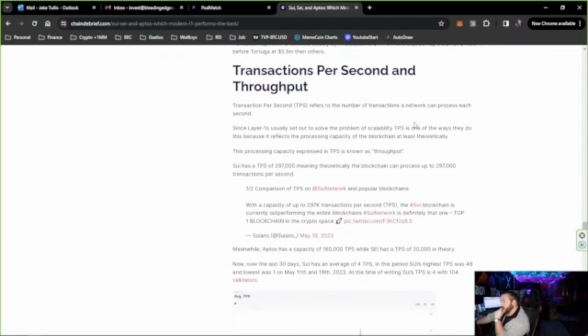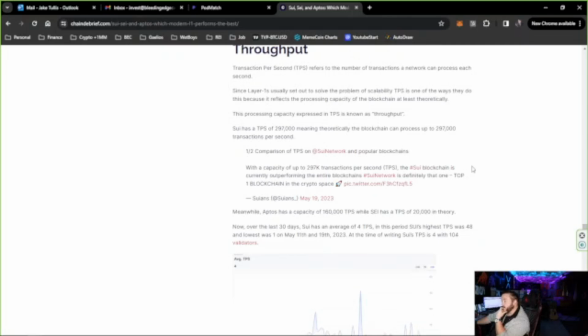And finally, TPS means transactions per second. This is their biggest differentiating value proposition. This is what they are built for. And there are a lot of different use cases, right? Sui is saying that they can do 297K. I know earlier I had said that they were a lot lower.